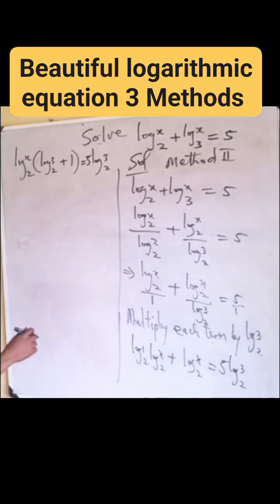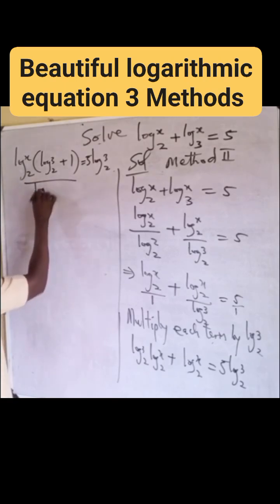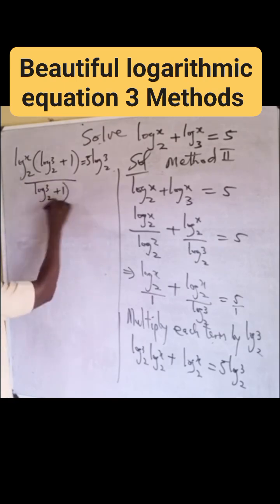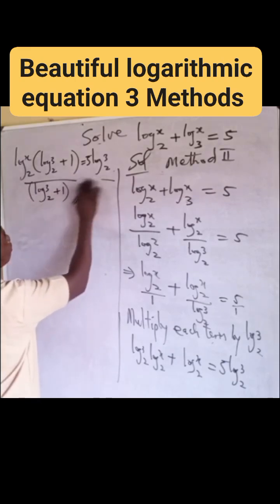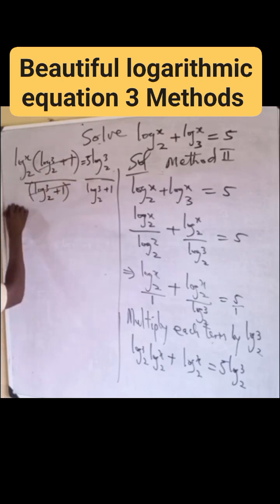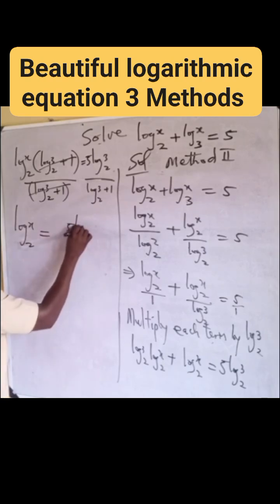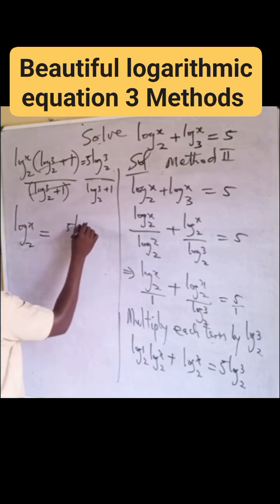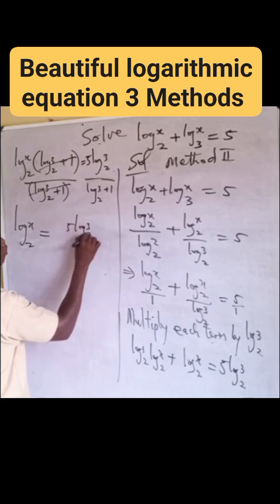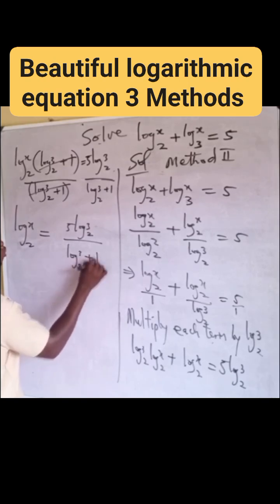So let us divide both sides by the coefficient of log x base 2. So we divide by log 3 base 2 plus 1. We also divide this side by log 3 base 2 plus 1. So this will cancel this. We now have log x base 2 is equal to 5 log 3 base 2 divided by log 3 base 2 plus 1.